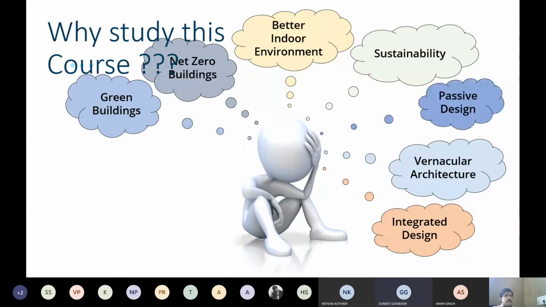Vernacular architecture may be passive design. Can you tell me what passive design is? Anume, can you tell me? There are some voices which I would like to hear. I have never heard them speak or do any activity within my classes. Anume? Hemant, are you there?